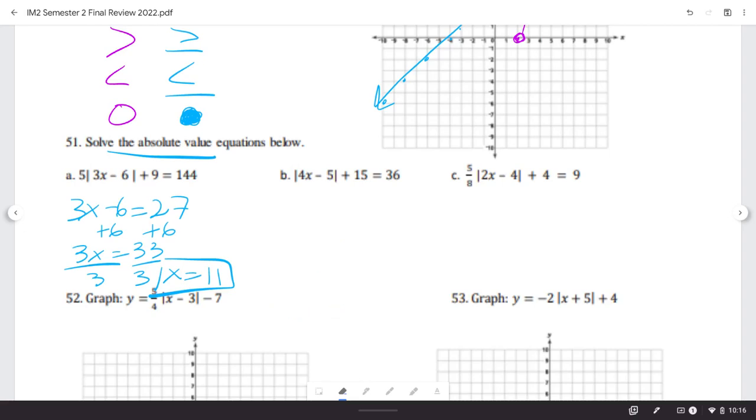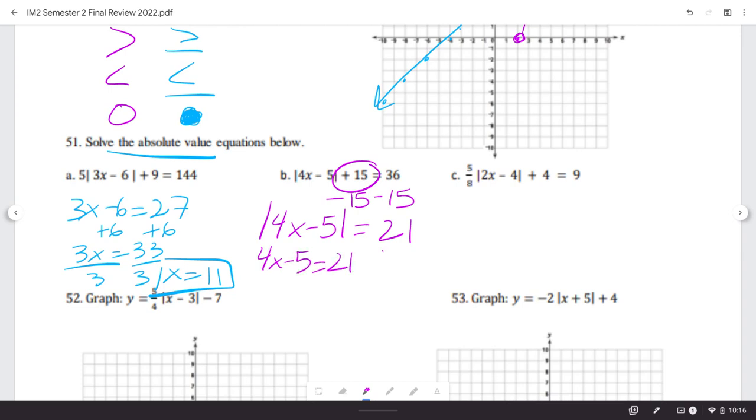And for problem B, we're going to do the same way. We're going to go outside in. So you want to get rid of this 15 first before we set up both of our equations. So 4x minus 5 equals 21. I leave that alone. And then the other one, I'm going to make a negative 21. And then I'm going to go ahead and solve for x.